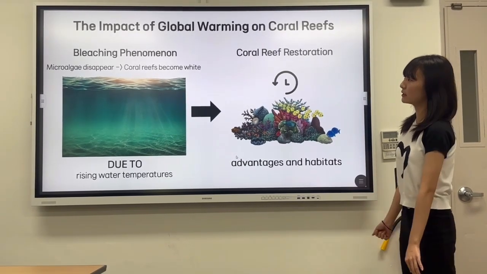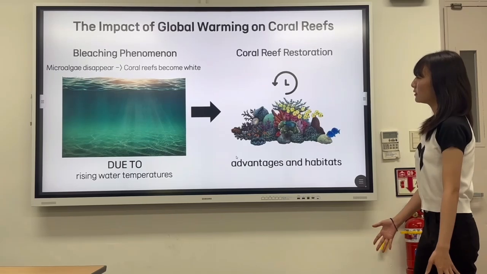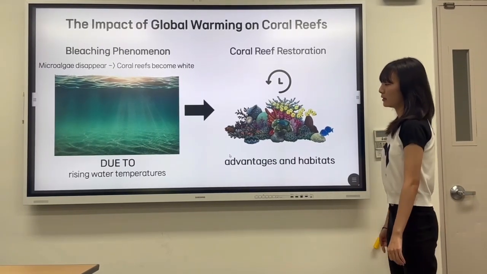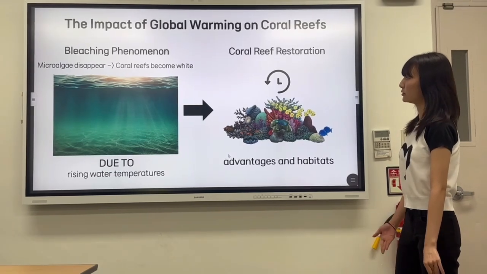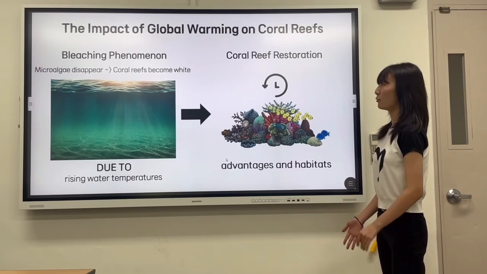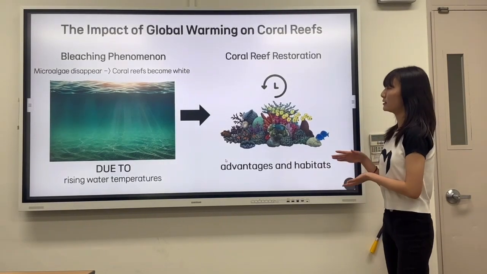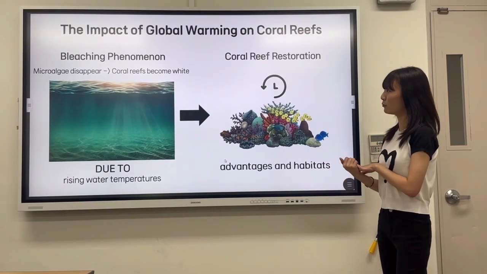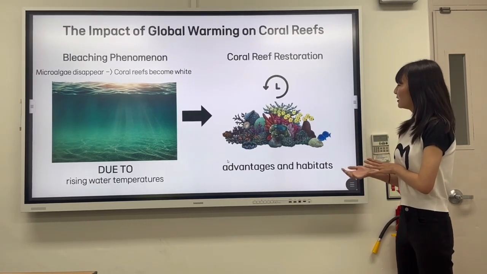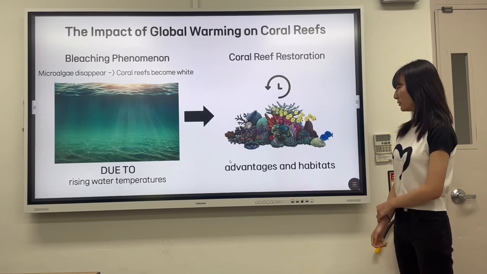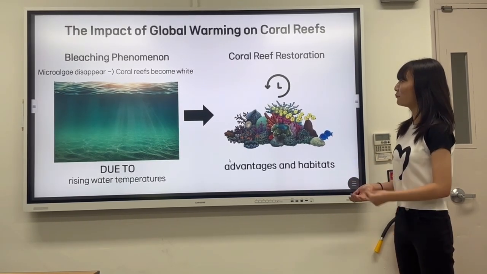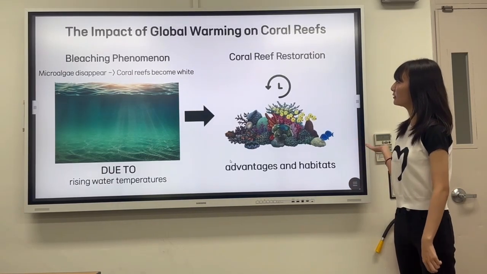The bleaching phenomenon is when the microalgae that nourish coral disappear and the coral reefs become white. Due to rising water temperatures, the microalgae living in the coral disappear and the coral dies. Coral gives the sea many advantages and habitats. That's why we need coral restoration in coral reefs.